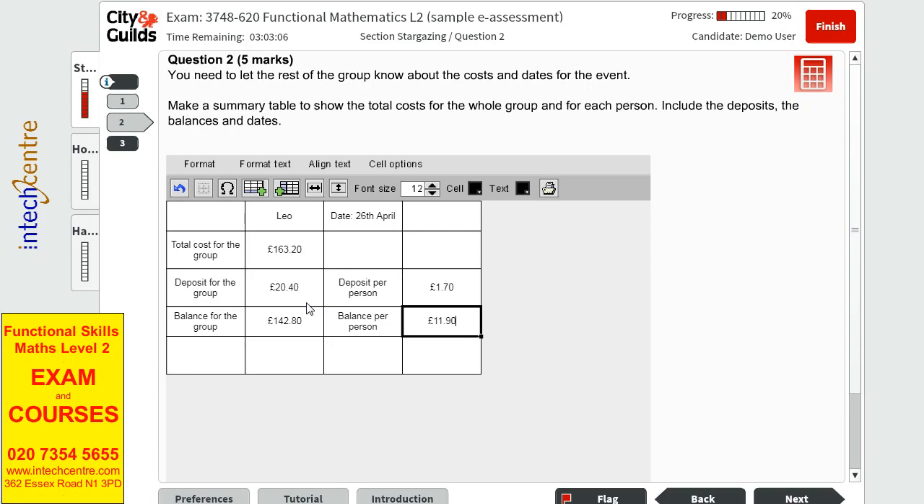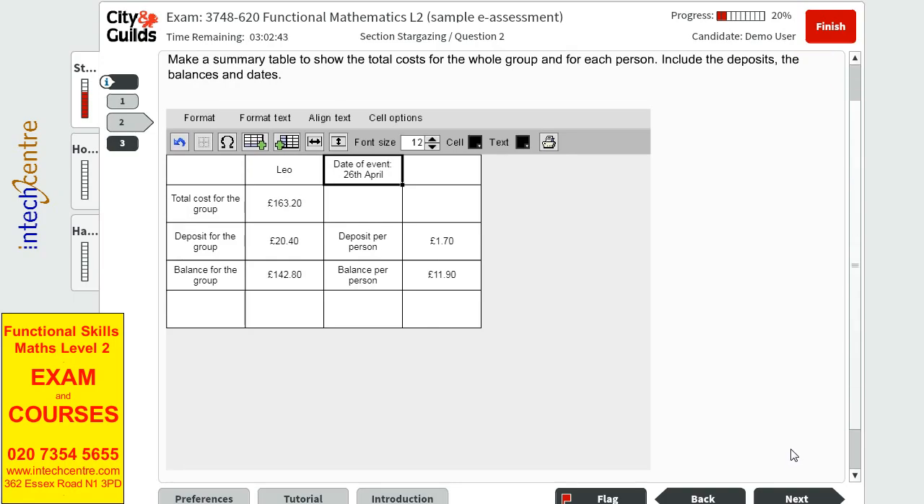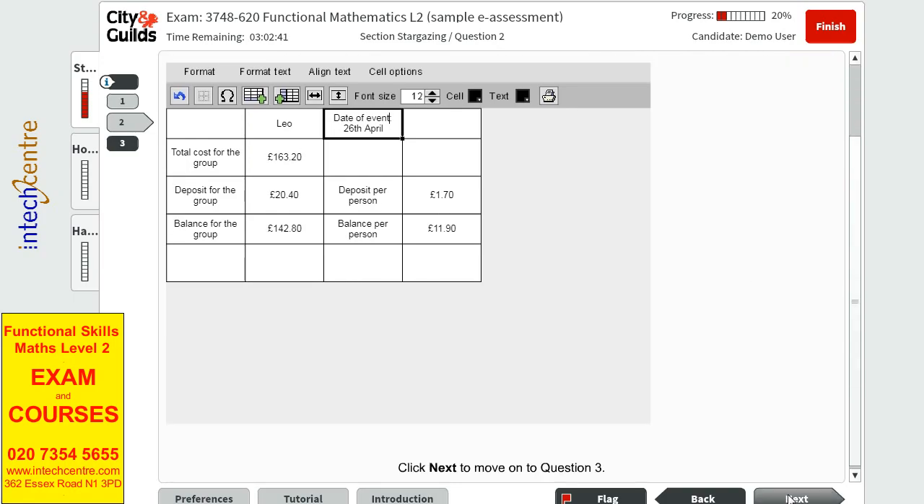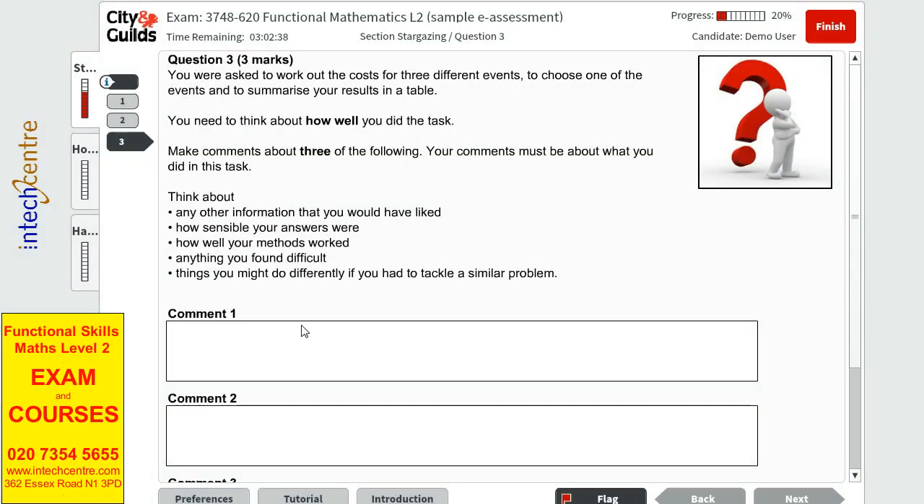We have the total for the groups. You can rearrange them if you don't like it this way. For example, the total cost for the group, because it was the first question, I decided to start with that, but you can also put it at the bottom of the table. We have the date. Let's put here date of event. As long as you have all the information, the way it's arranged doesn't make much of a difference, as long as it's clear and they understand what you're talking about. We can move on to the last question.